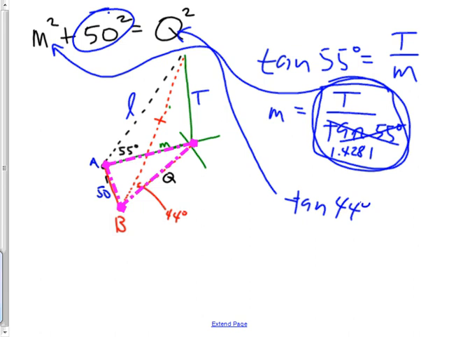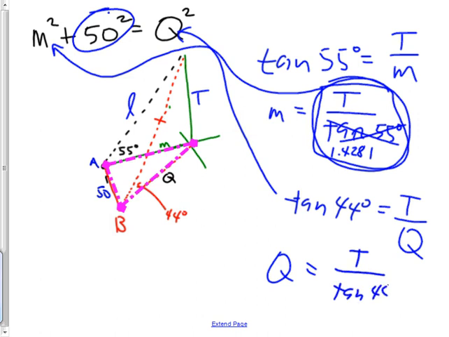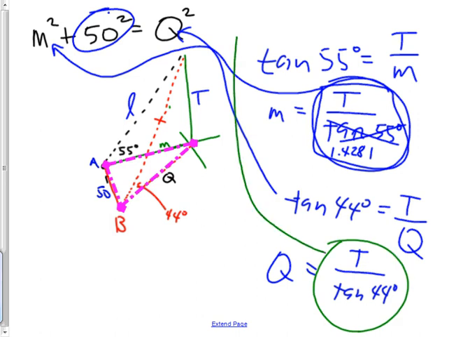44 is opposite over adjacent, t over q, and therefore q is equal to t over tan 44. Then the tangent of 44 can be figured out with a decimal if you want, or you can leave it in there. But this is the part that has to go right there and be squared. You graph both sides and you see where they cross.